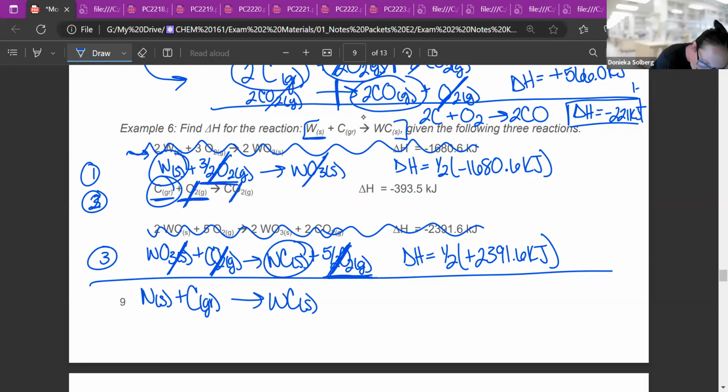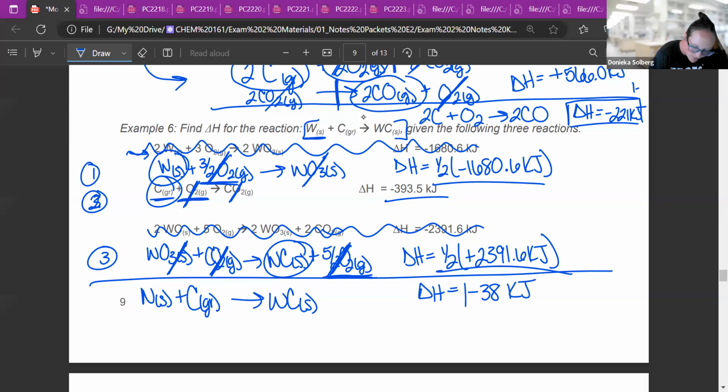That means I can add this value and this value together to get the delta H of this reaction. So it should be negative 38 kilojoules. Now I recommend trying this in your calculator because if you don't get negative 38, you did some order of operations wrong. So double check it and make sure you can do this.